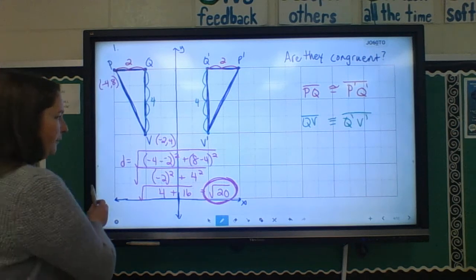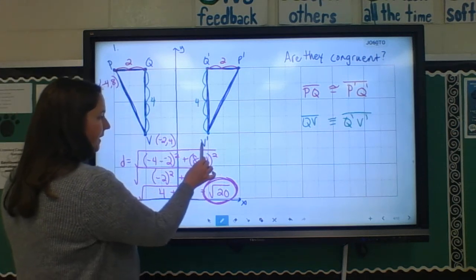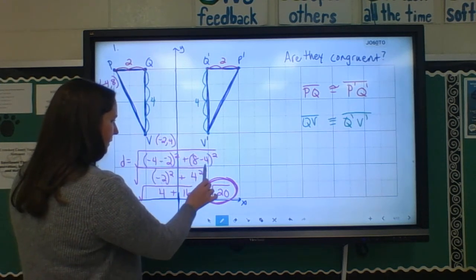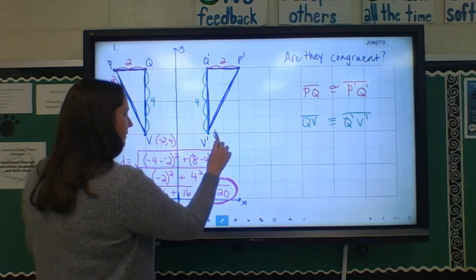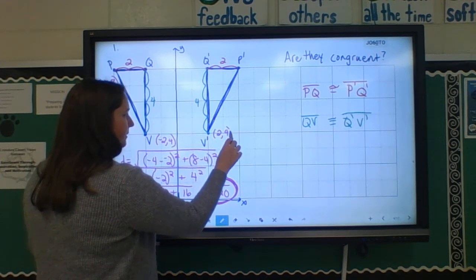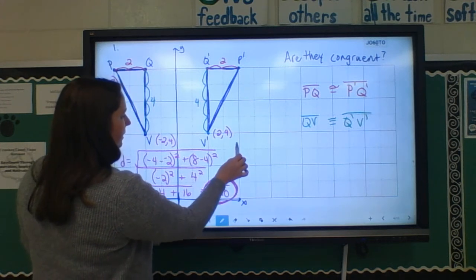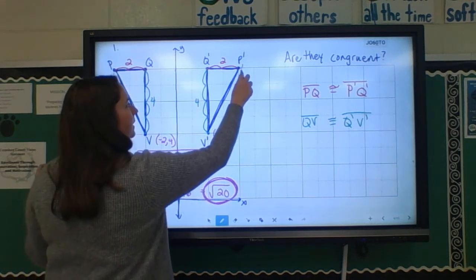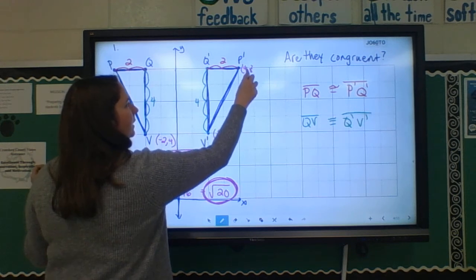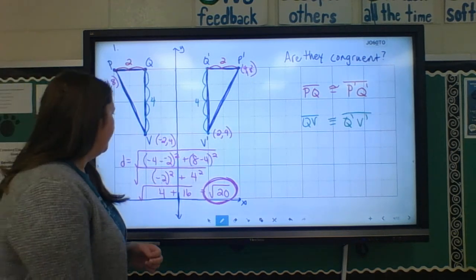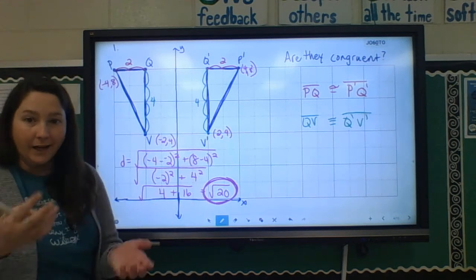Now I'm going to go over to the other side, the V prime and the P prime. So V would be 1, 2, 1, 2, 3, 4, so that would be a positive 2, positive 4. Then 1, 2, 3, 4, 1, 2, 3, 4, 5, 6, 7, 8, so 4, 8. So I'm going to do the distance formula again.